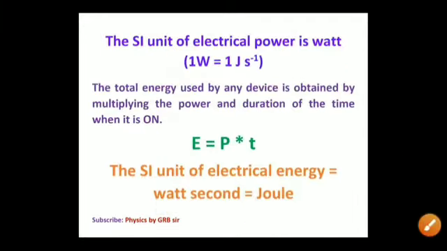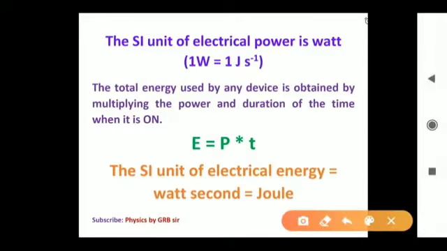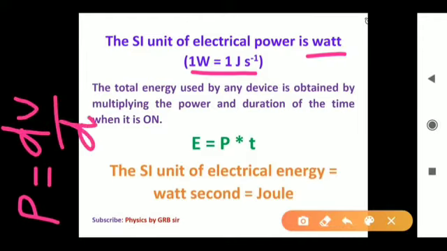The total energy used by any device is obtained by multiplying the power and the duration of the time when it is on. If the power is in watts and the time is in seconds, the energy will be in joules. In practice, electrical energy is measured in kilowatt hour. 1 kilowatt hour is known as 1 unit of electrical energy.